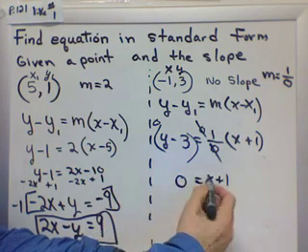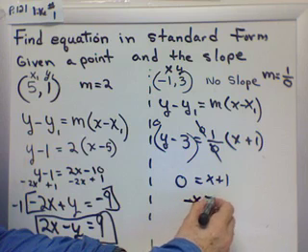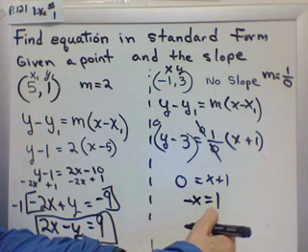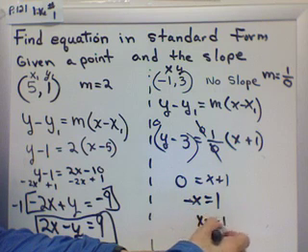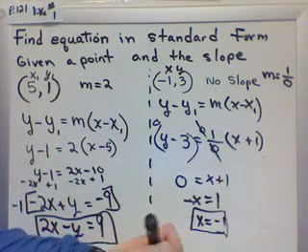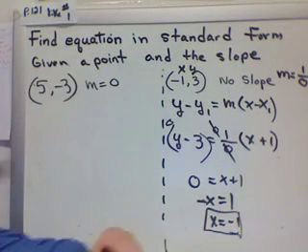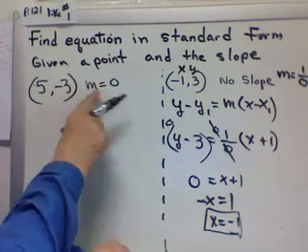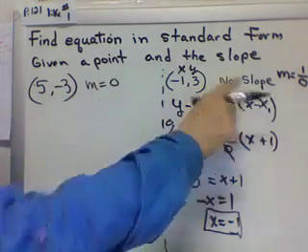So now I can move the x over. So I get minus x equals 1. Now in standard form, the x has to be positive. So let's multiply through by a negative 1 and get x equals negative 1. And there we have a nice answer. Okay, let's do one more. We'll do this point, and this time m equals 0. 0 slope is different than no slope.